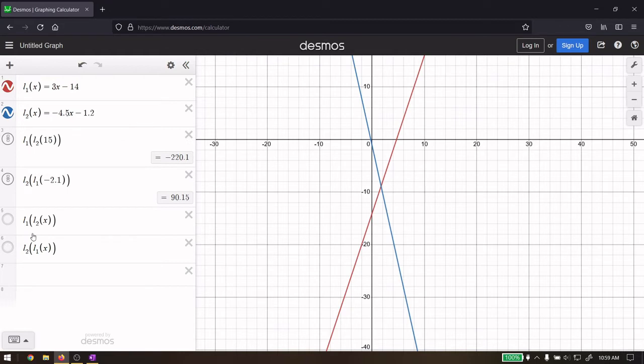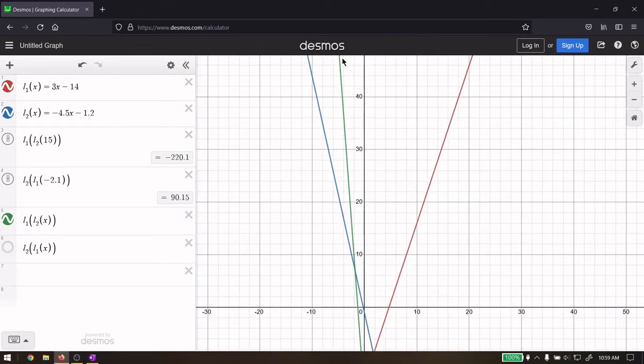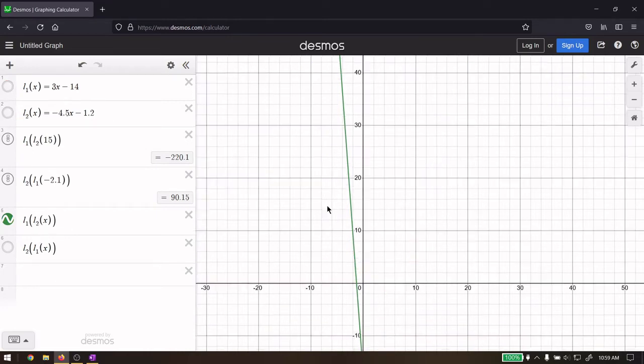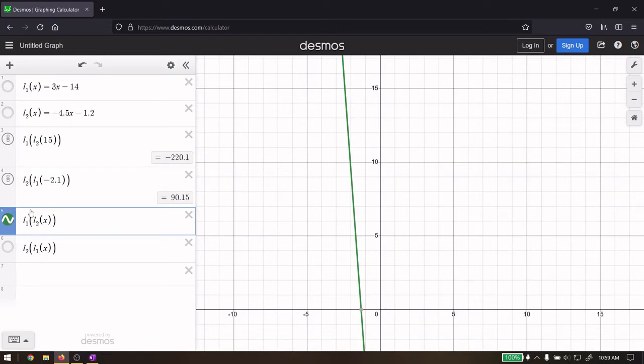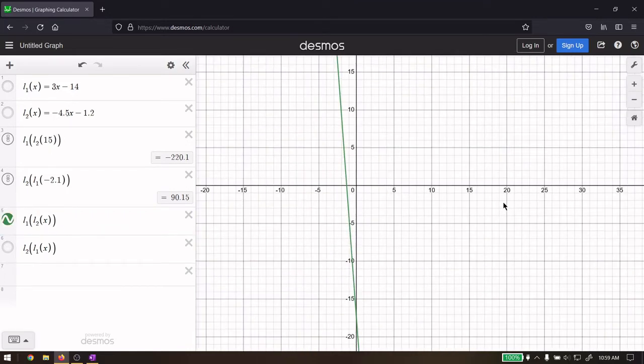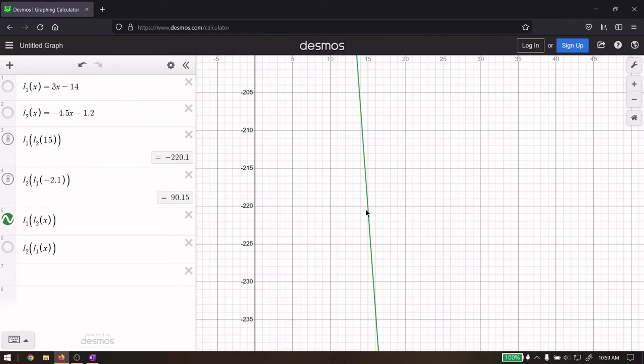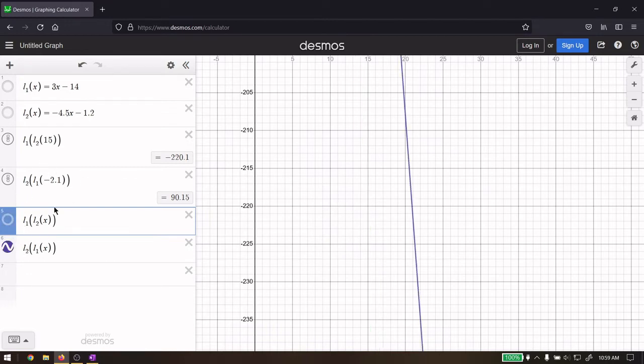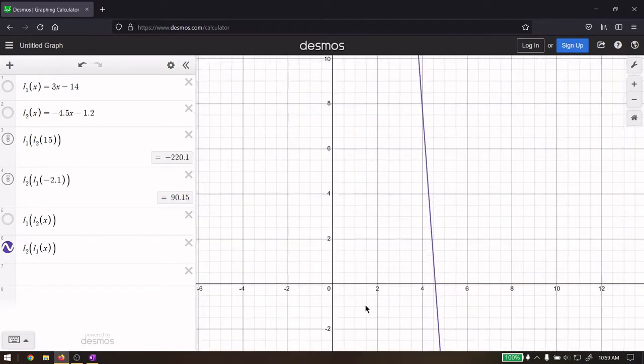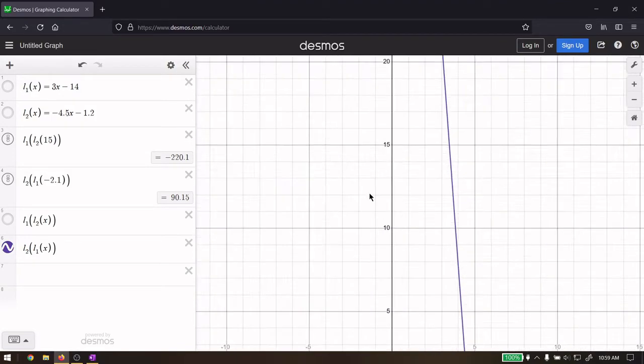And interestingly enough, Desmos allows you to plug the two functions into each other, composing them on the graph. And so for this one, this green line here is the composition of L2 of x into L1 of x. So we could have just plugged 15 into this one. Now 15 is way out here, so we have to go down a long ways, and we get to this spot right here, negative 220.1. And then plug it in the other way, plugging negative 2.1 into this one. Negative 2.1 is around here, so we have to just scroll up a ways.